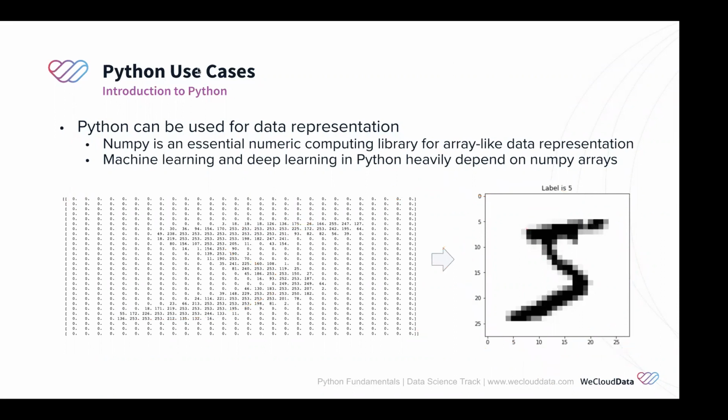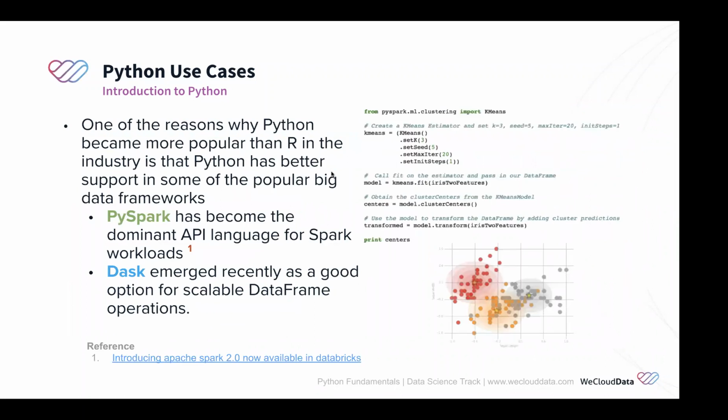So that means understanding how to represent data is very important, right? It all starts from reading and importing the data, and we can use pandas and NumPy arrays to do that easily. So that's another use case of Python. Okay, Python can be used for machine learning, right?